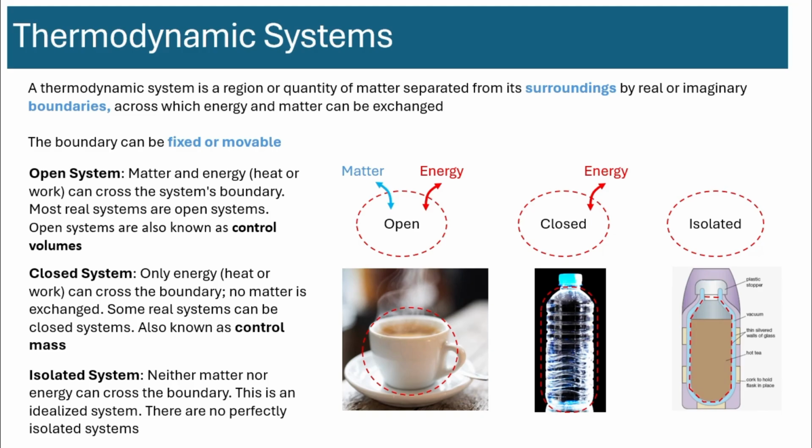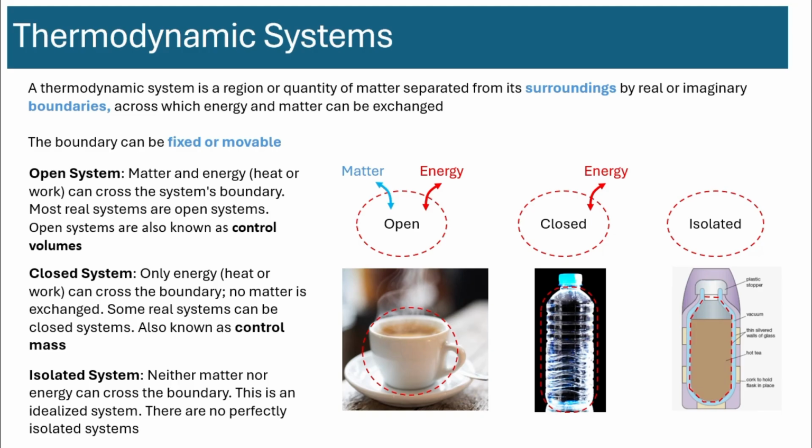Based on this, we have three types of systems: the open, the closed, and isolated. Now, this boundary could be fixed or movable. Okay, it could be real or imaginary, it could be fixed or movable. We can understand that as we go through these examples. So let's start with an open system. An open system, in fluid mechanics, is typically referred to as a control volume.